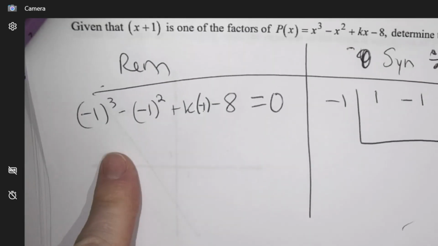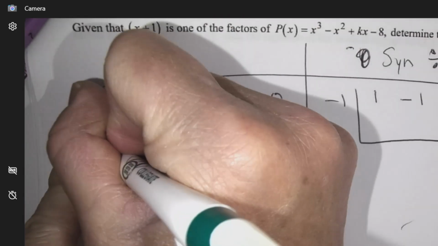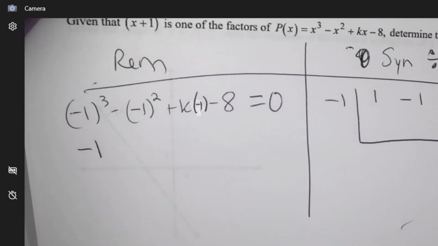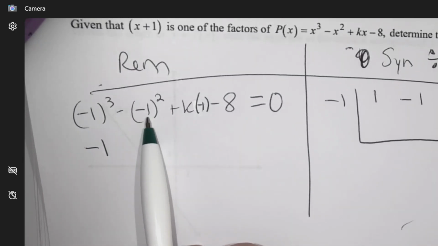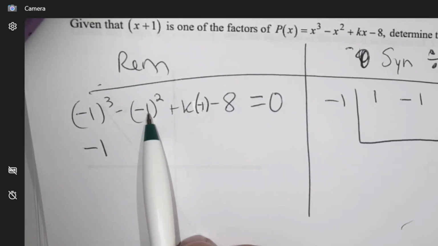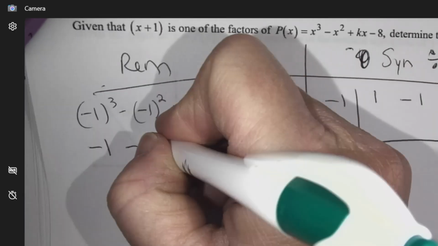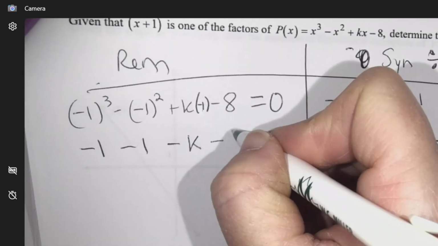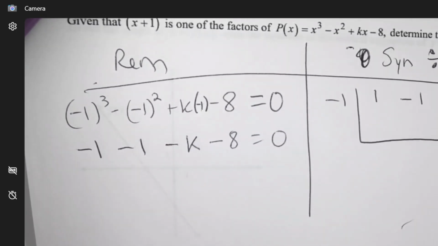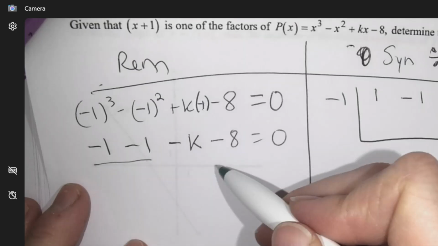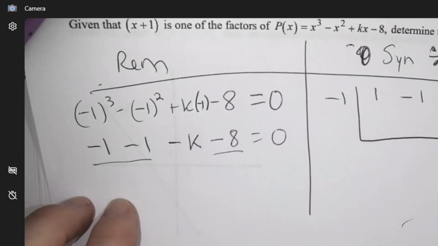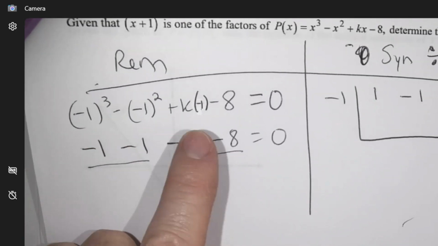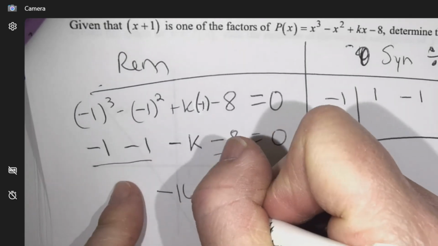Okay, so this is just algebra here. So I'm going to go -1 cubed is negative. I don't have a calculator. Remember, you're not touching that. -1 squared is +1, but then I have to subtract it. -k minus 8. Negative, negative, negative, so that's -10.